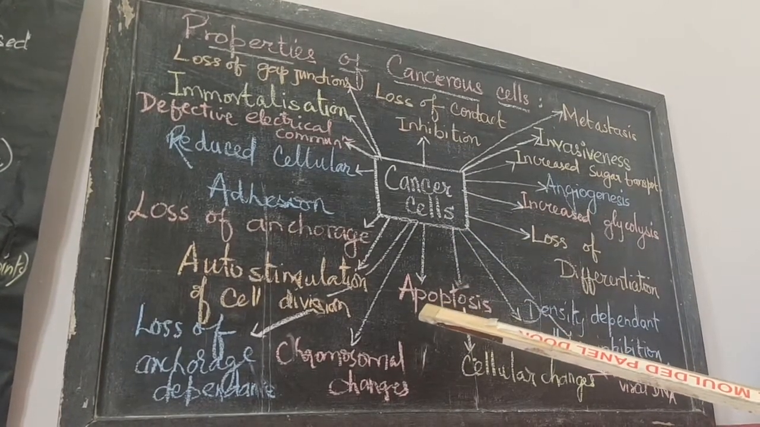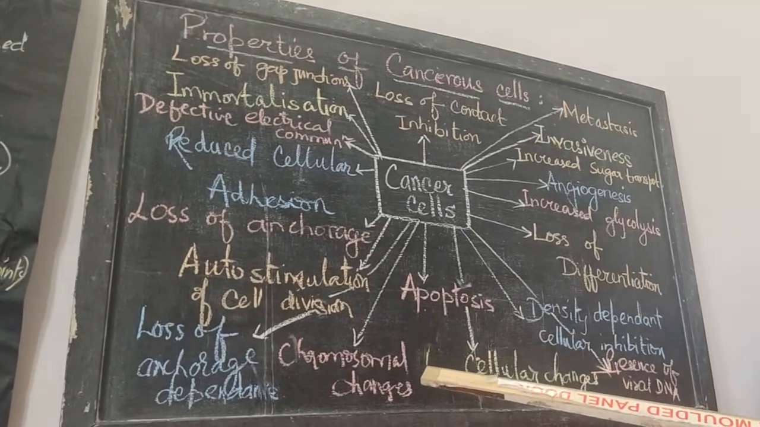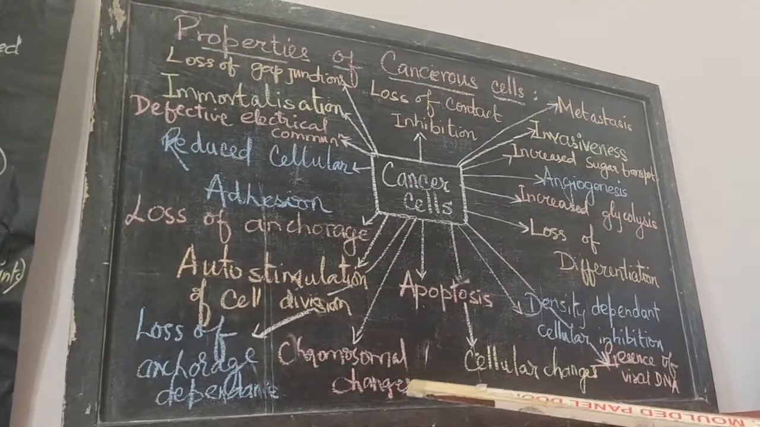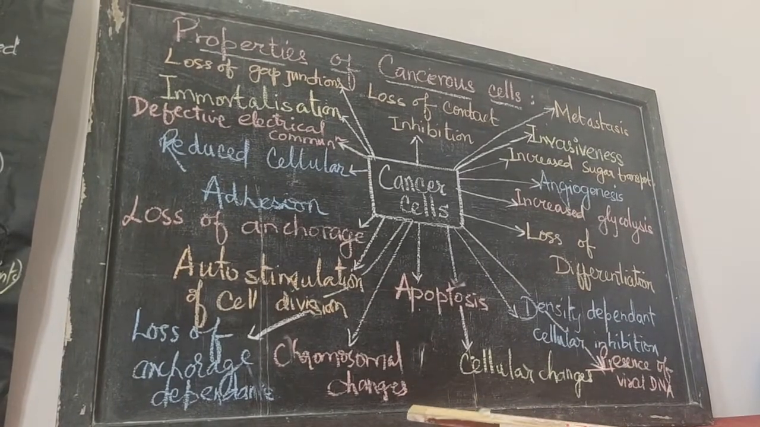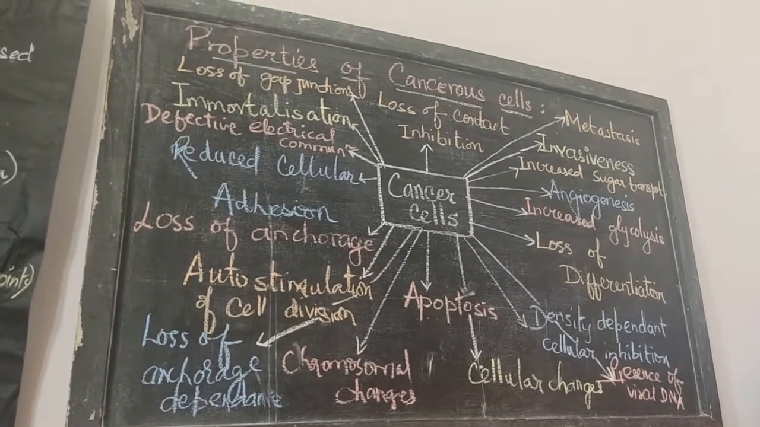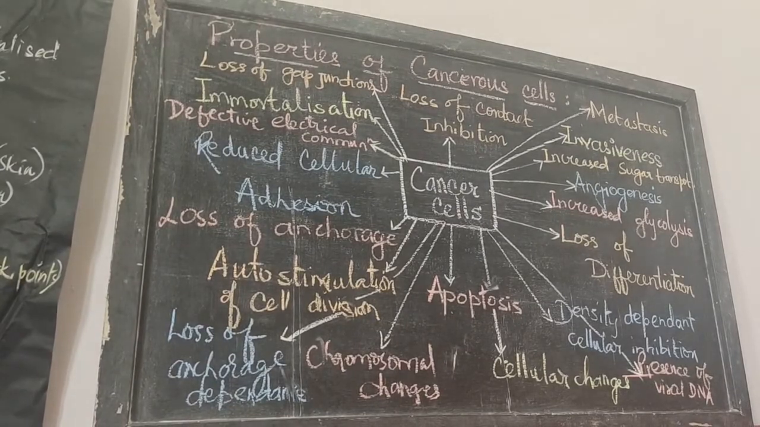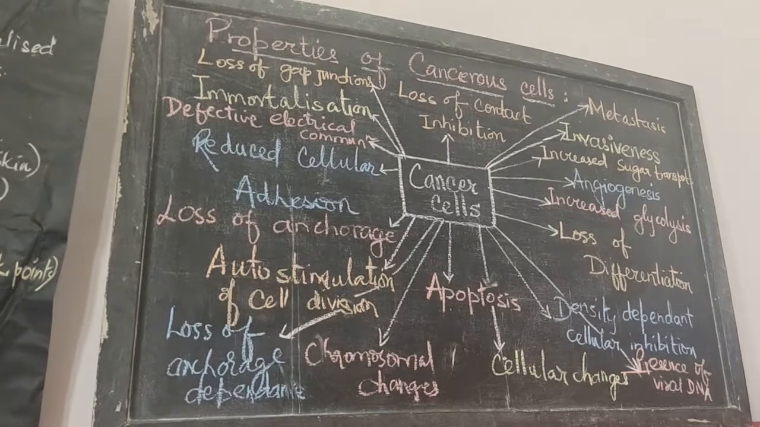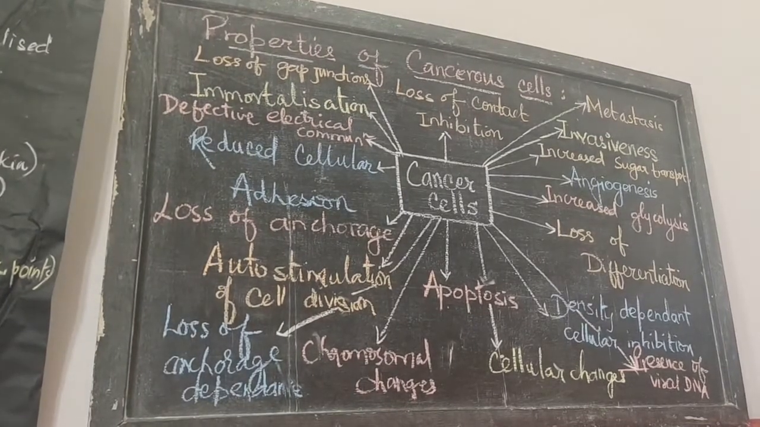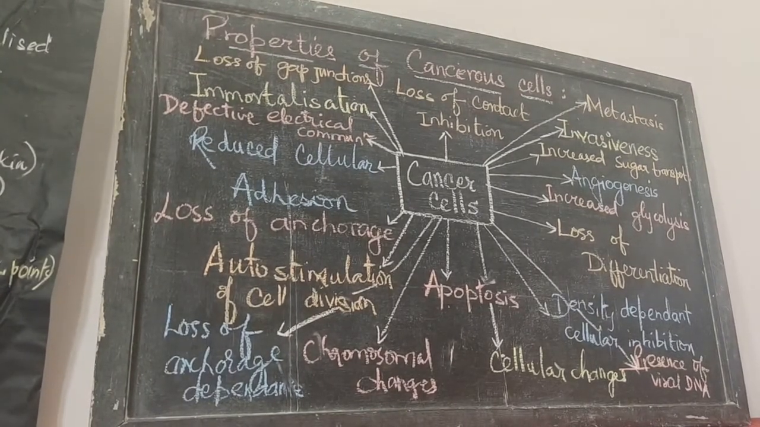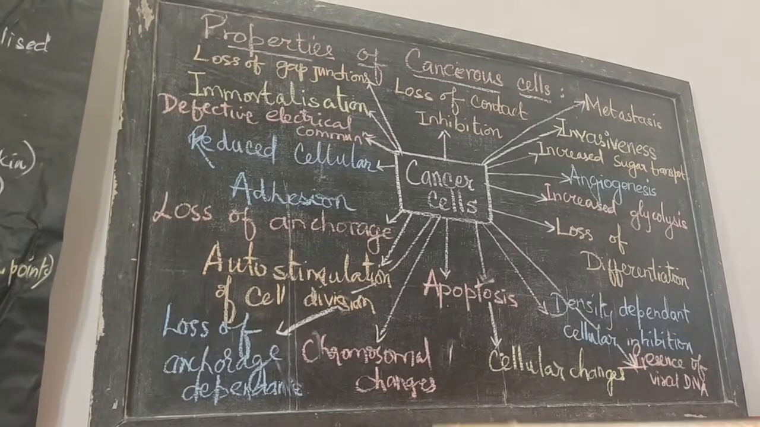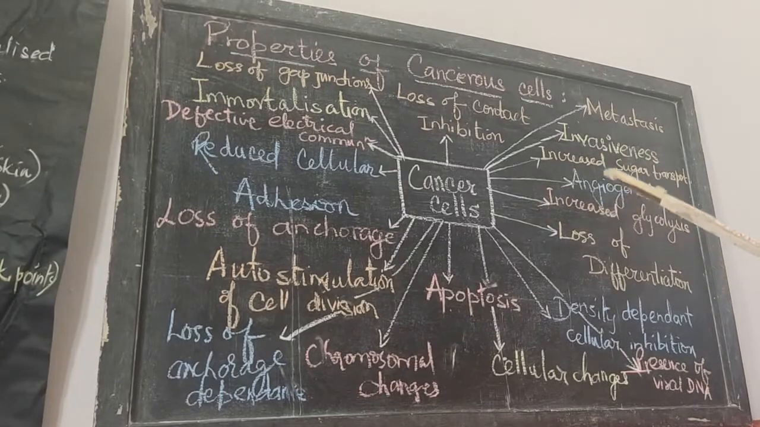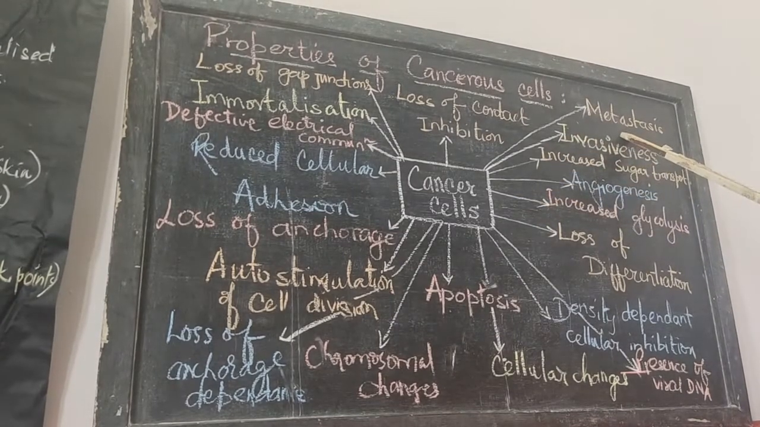The next important feature related to cancerous cells is loss of anchorage dependence. Normal cells require a substratum during cell division for attachment. In cancerous cells, they never depend on the substratum for cell division, and hence it is called loss of anchorage. The next feature is related to metastasis.